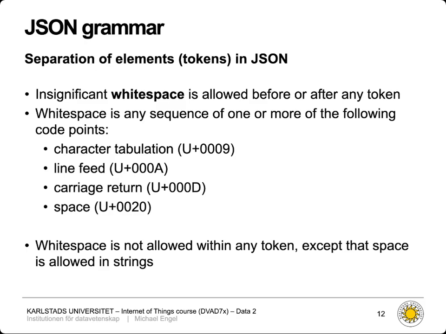Within a token, white space is not allowed, except that if you want to use a string, then spaces are allowed. So if you have something in between double quotes, then you can freely add spaces there. And this is the only case where spaces or other white space becomes relevant in JSON.